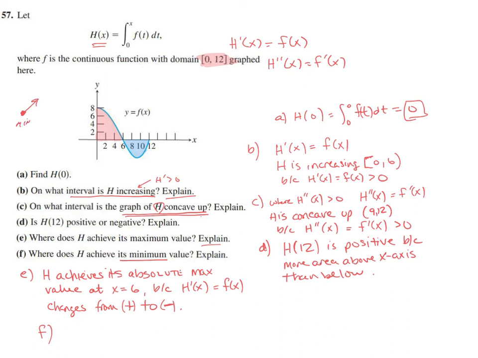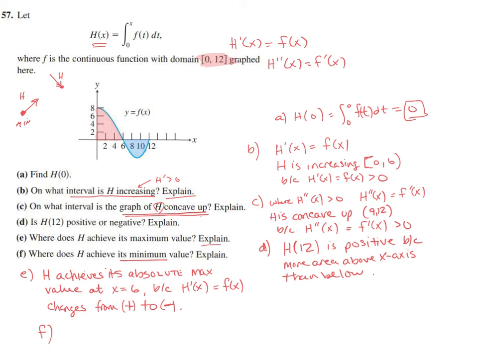Let's also examine the right endpoint. Immediately before the right endpoint, h prime is negative, which means h has to be decreasing down to the right endpoint. And so that's also a minimum. So we have minimums at both places.